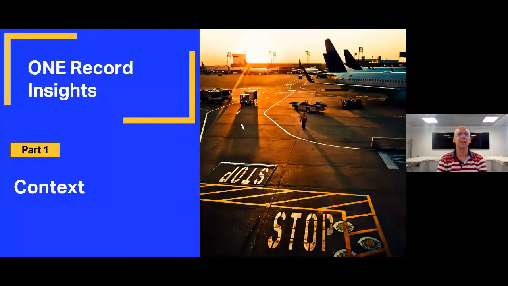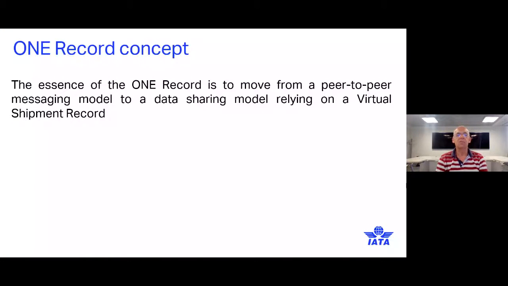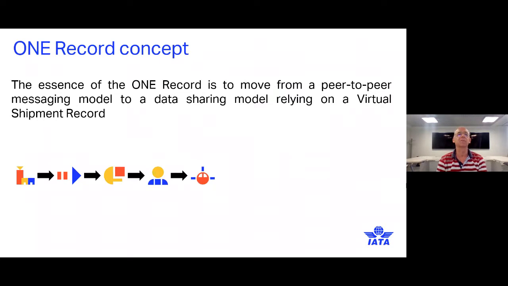So let's get started. What's the context? The essence of OneRecord is that we want to move away from a peer-to-peer messaging model to a data sharing model relying on a virtual shipment record. So what do we mean by that?